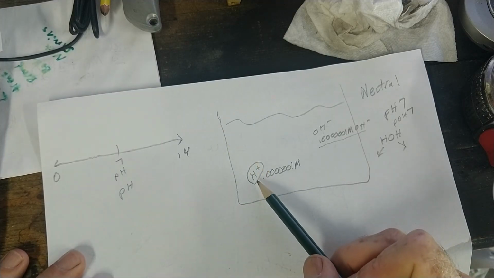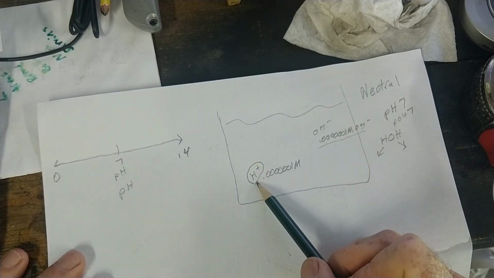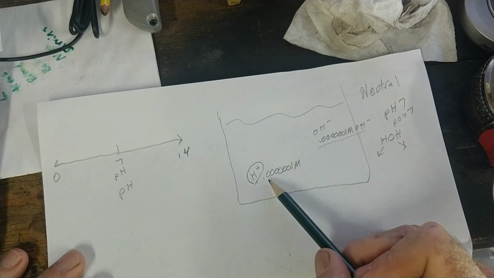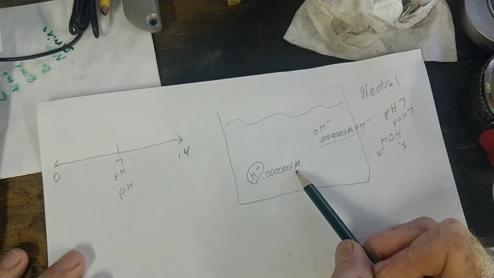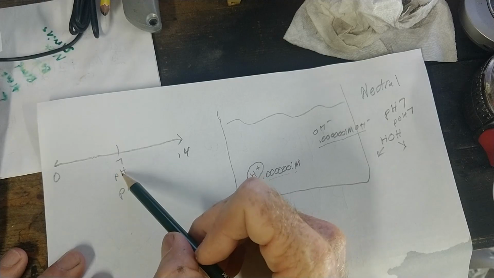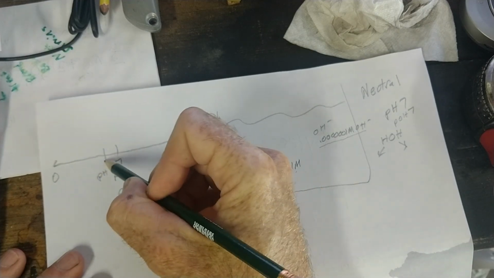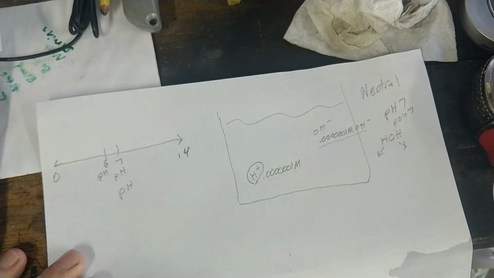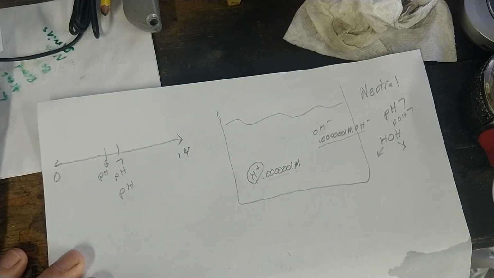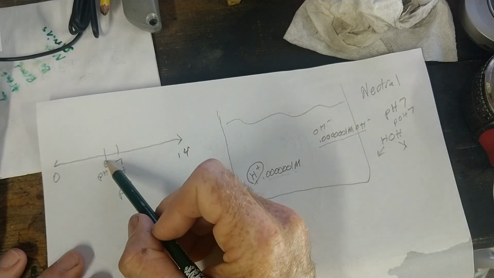Now, when we end up having more H's, that means that there are less zeros right here. Wouldn't that be a higher concentration? So then the pH goes down. So if something had a pH of 6, it would be acidic, like milk, okay? It would be slightly acidic.